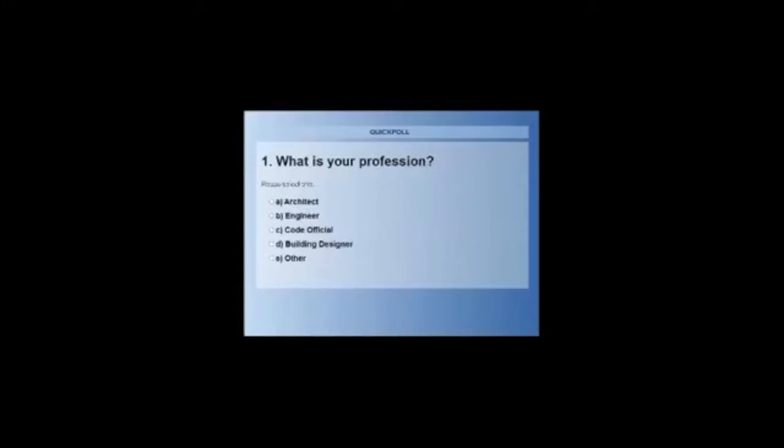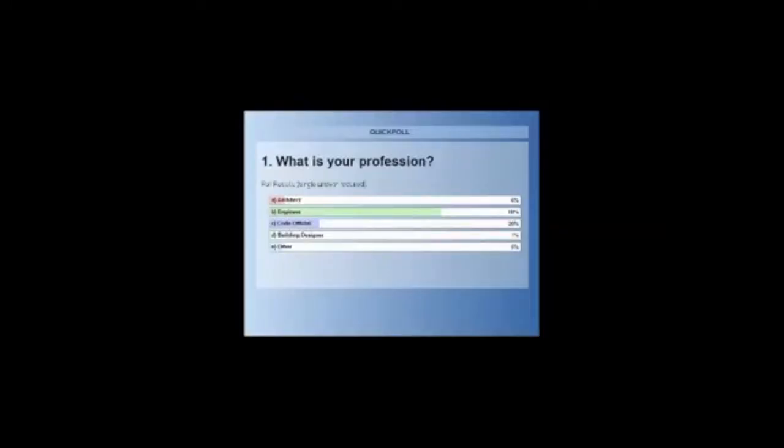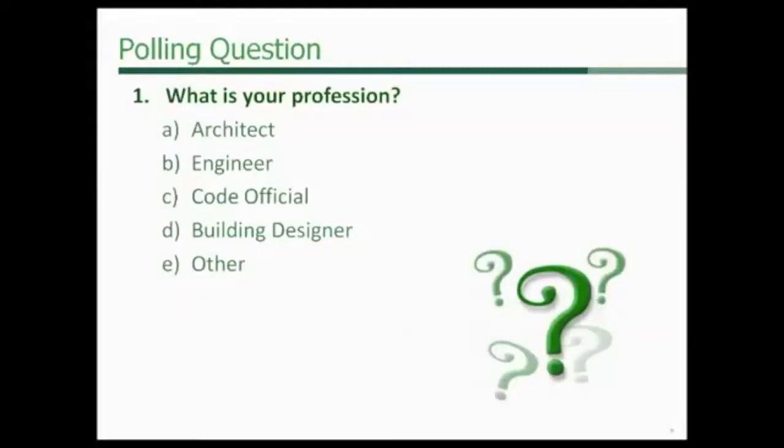So I've got 81% that have already voted, so I'm going to go ahead and close and share. We've got 68% engineers, 20% code officials, 6% architects, 5% other, and 1% building designers. I'm going to repeat those: 68% engineers, 20% code officials, 6% architects, 5% other, and 1% building designers. All right, great. Thank you, and thanks for responding to the poll. Very good.